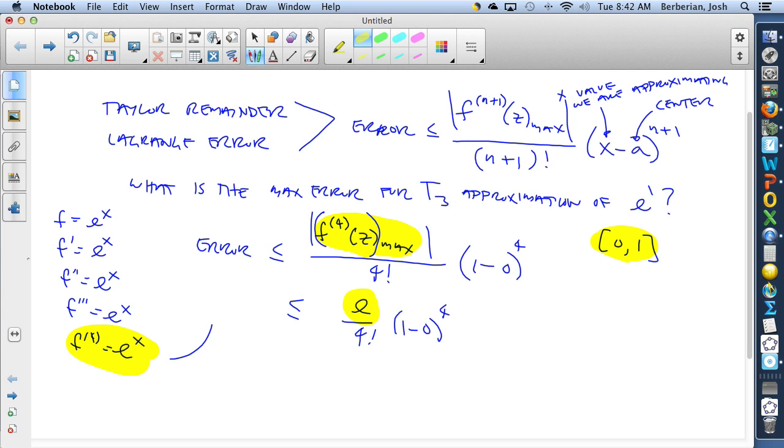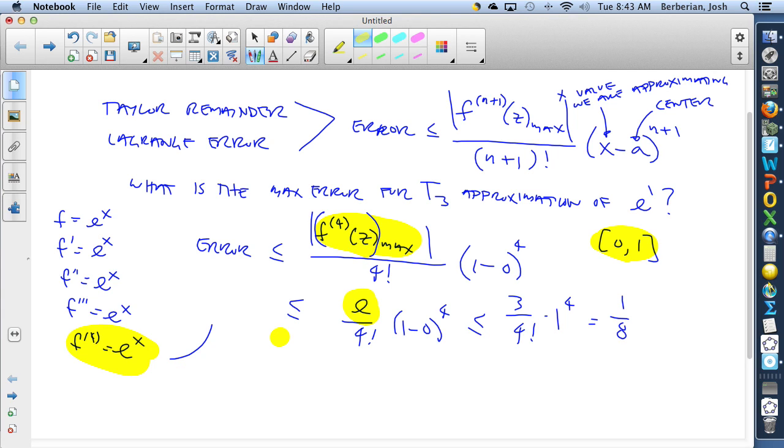I'm trying to keep it simple. If we know the error is less than or equal to e over 4 factorial, I also know that the error must be less than 3 over 4 factorial times 1 to the 4th. You could do 2.8, but I'm trying to keep it simple. If you did 2.8, your error bound would be smaller and would be better. 3 over 4 factorial is what, 1/8? I think so.